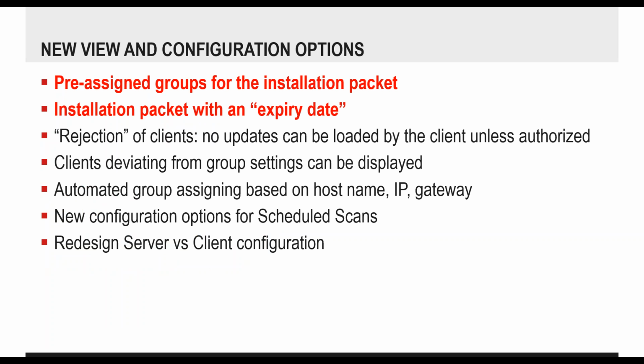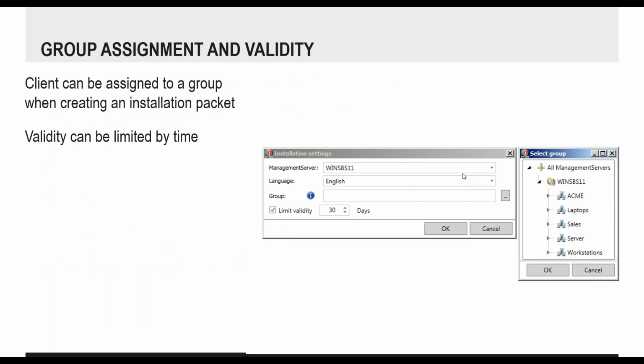One of them is the pre-assigned groups for the installation package and the expiry date of the installation package. So what this means is when you're creating an installation package, you now have the possibility to select which group that client will be assigned to when it's been installed. So you no longer have to move freshly installed clients per drag and drop to the correct groups. They will automatically be added to that correct group. There is a validity of these packages, so you can limit the period in which these packages can be used. But in this example, it's limited to 30 days.